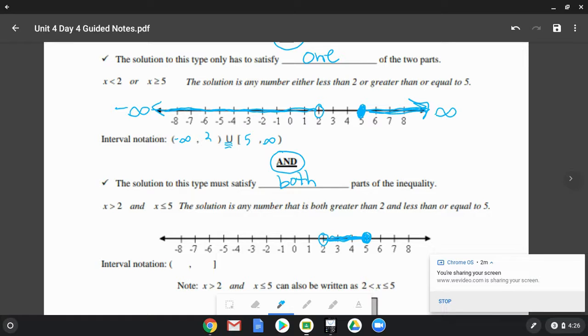So this has a single inequality. It has a parenthesis because that means it's not included as part of the answer. And then it has a bracket for the 5, which means that it is part of the answer. So that is how we would write our compound inequalities that are an AND.